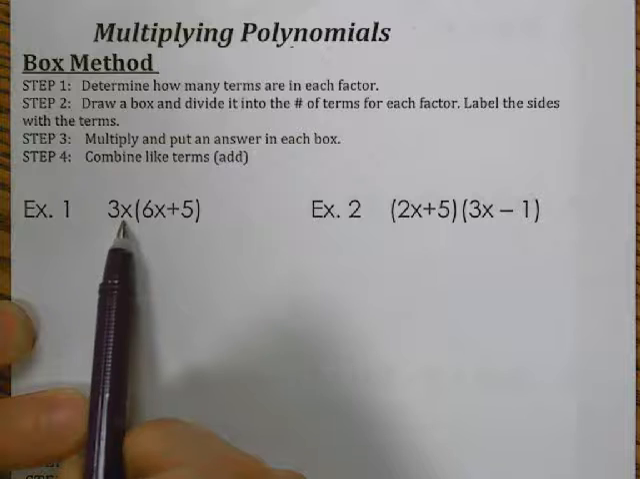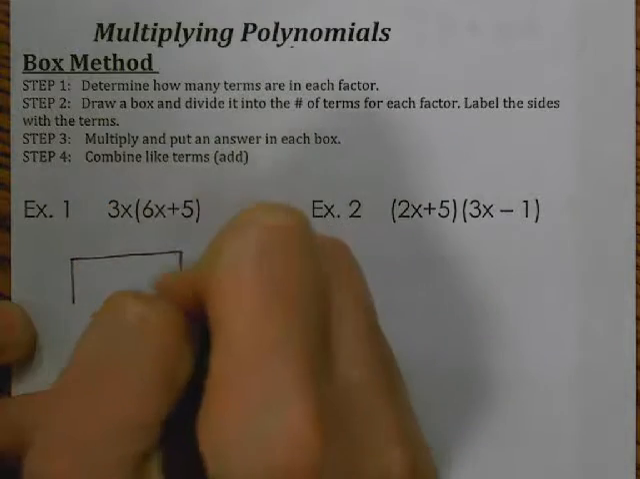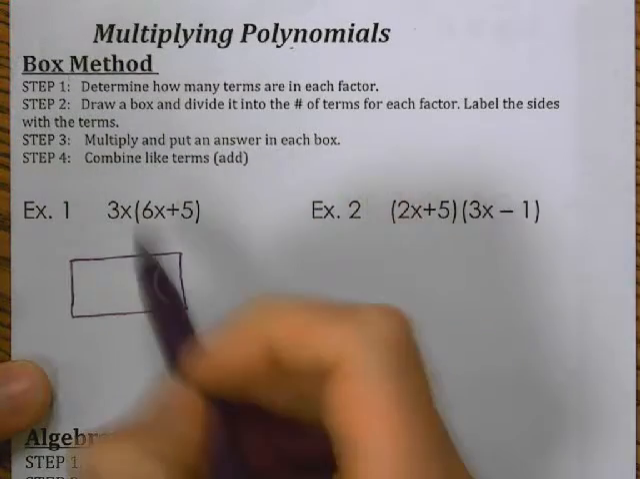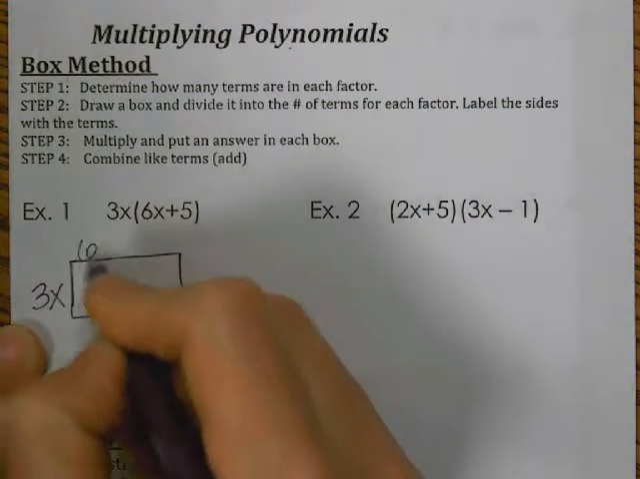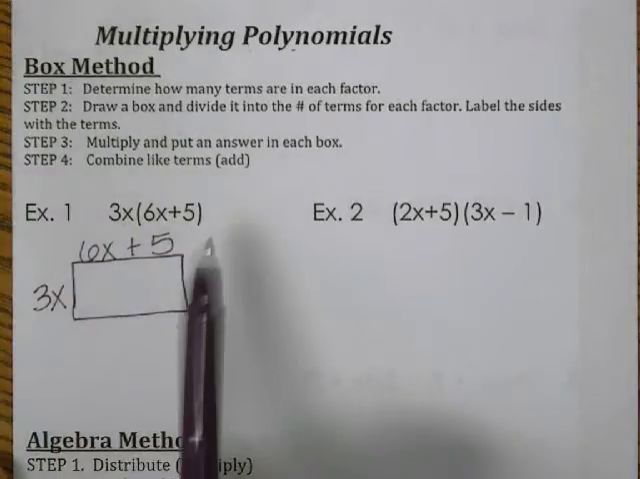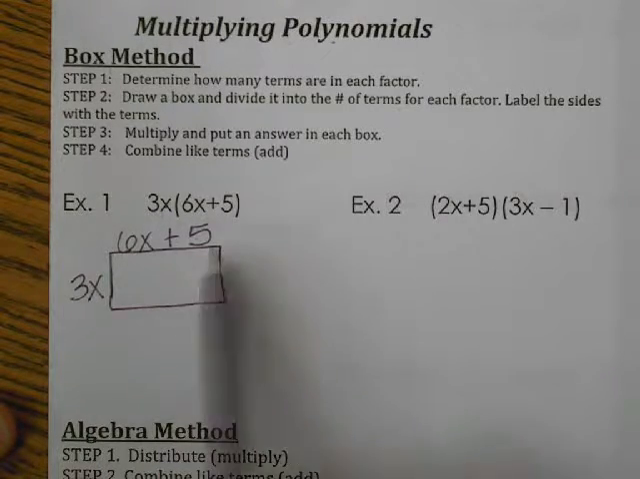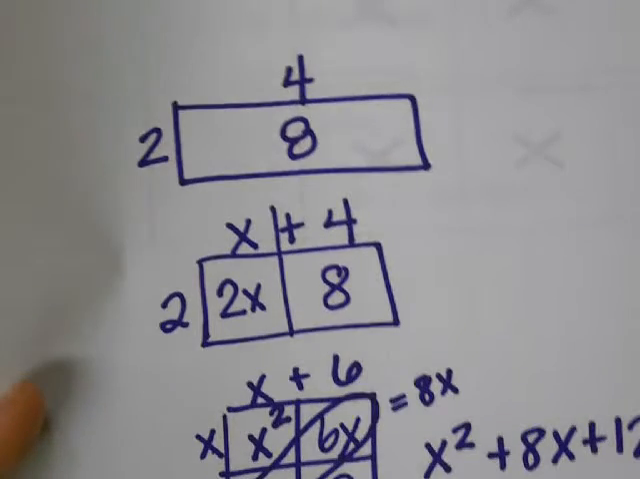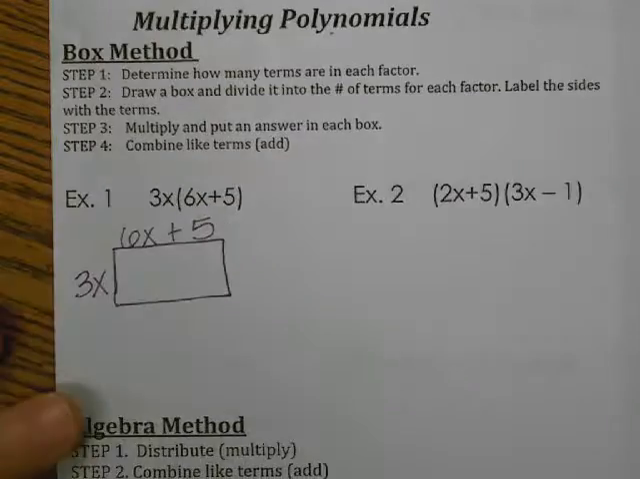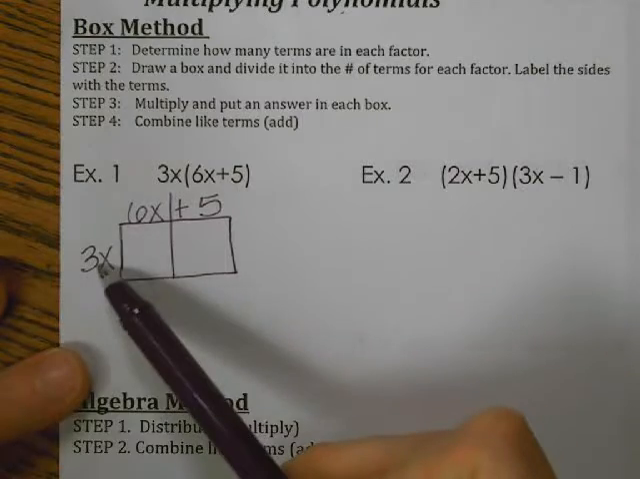So in example 1, there's 1 term here, and there's 2 terms inside the parentheses. So you'll draw a box, and you're going to put the numbers on the outside of the box. So we say 3x, and then we say 6x plus 5. Typically I put the outside of the parentheses here, and then this parentheses here. And just like I did on this problem, I'm going to split it up everywhere I see a plus or minus sign by the terms. Okay? So this one has 2 terms, so I'm going to split it up right there.